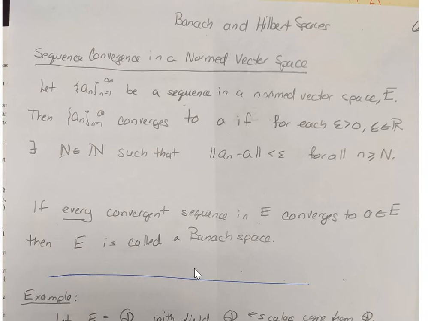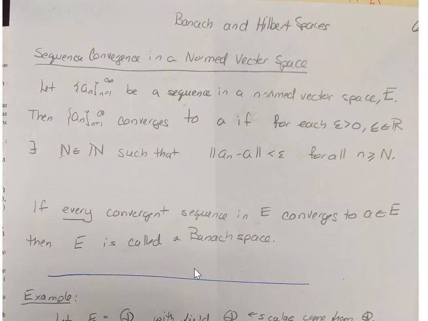If I was on little L2 of R, what would a sequence in that space look like? This is a hard question actually. If I am on the vector space little L2 of R, what are the objects in little L2 of R? What do they look like? They're sequences. So one vector is a sequence. So if I have a sequence in that vector space, what does that look like? That's right. The sequence of sequences.